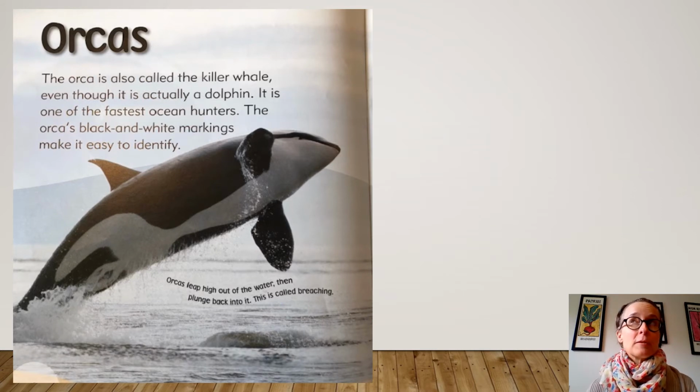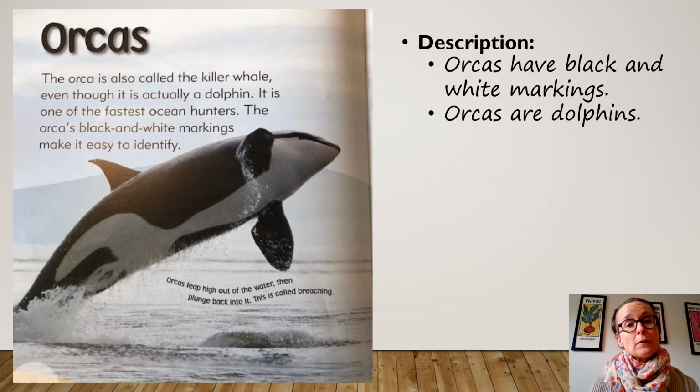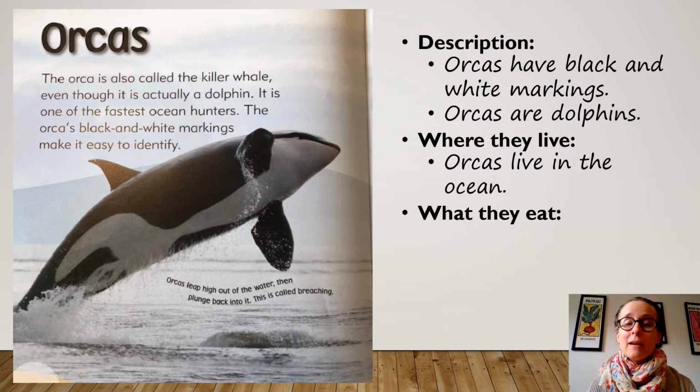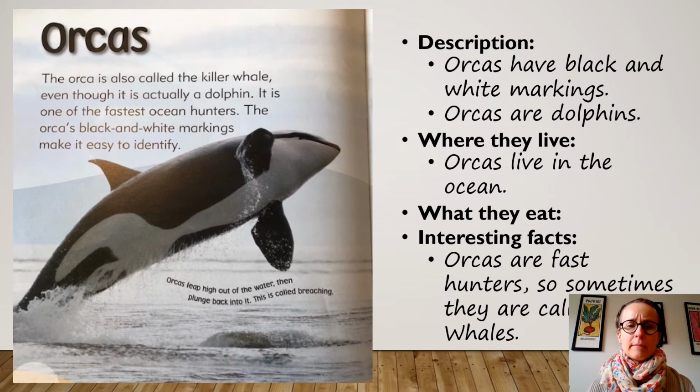I have now learned some important information from this page that I'll be able to use when it comes time to do my report. I know some information about the description of the orca. I've learned that orcas have black and white markings, and I've also learned that orcas are dolphins. I've learned a little bit about where orcas live. I know they live in the ocean, but I think I'm going to need to do more research to be more specific. I haven't learned anything about what they eat yet, but I have learned some interesting facts. I know that orcas are fast hunters, so I know that they're sometimes called killer whales.